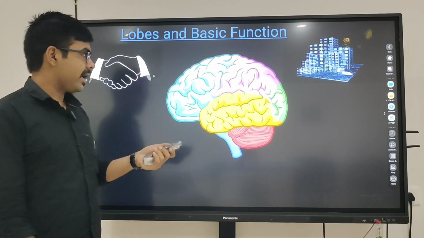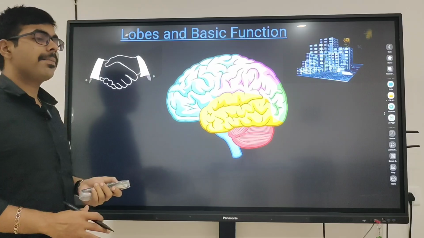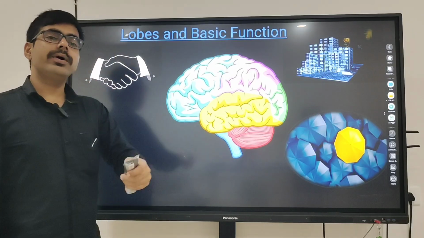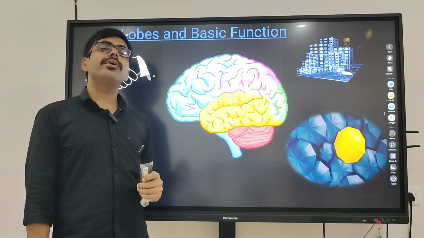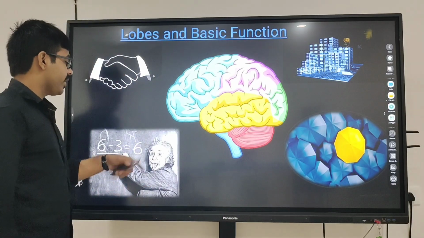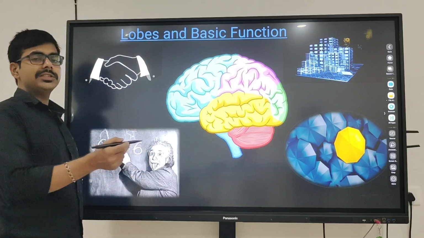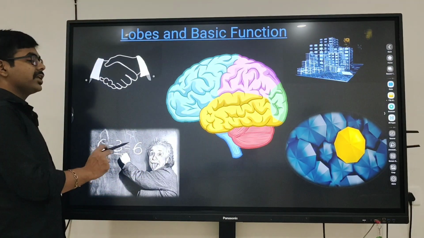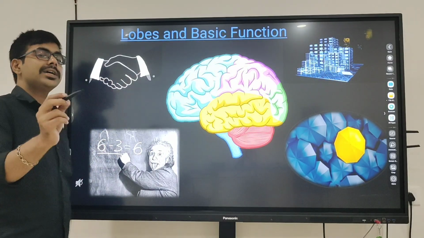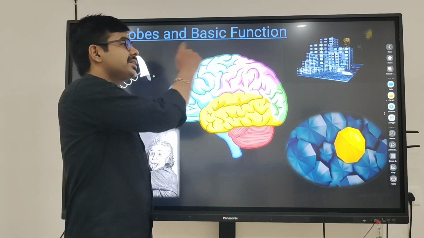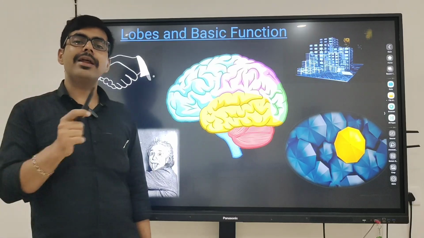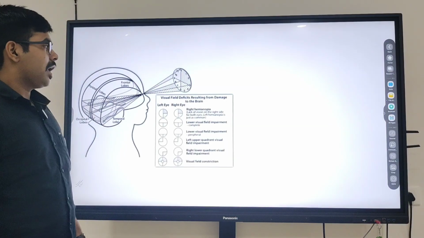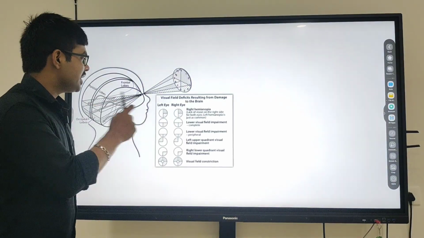But where is the hand? I've already told you that 3D mapping of the object is done by the parietal lobe. Now color, contrast, clarity as well as the visual field are seen by the occipital lobe. Now identifying this picture, you can see that Albert Einstein is present. It is identified by your right temporal lobe, and you can see that 6 minus 3 is equal to 3. This calculation is done by the left temporal lobe. By seeing this picture itself, you can see how our brain processes vision and how all of the brain is involved in visual processing. Now we are going to discuss how we see the visual field.